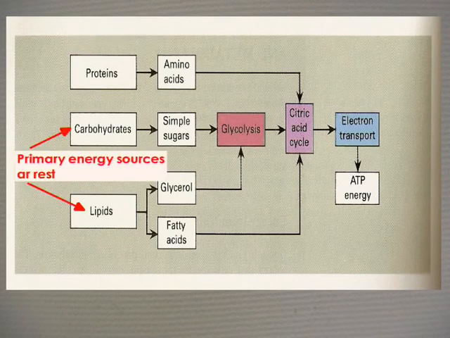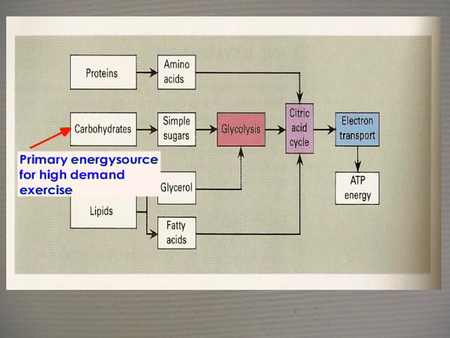At rest, the human body predominantly uses carbohydrates and fats for energy. As energy demands on the body increase from moderate to severe, carbohydrates become the primary source of fuel.